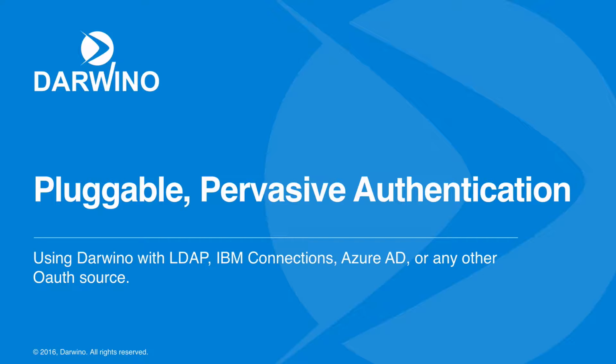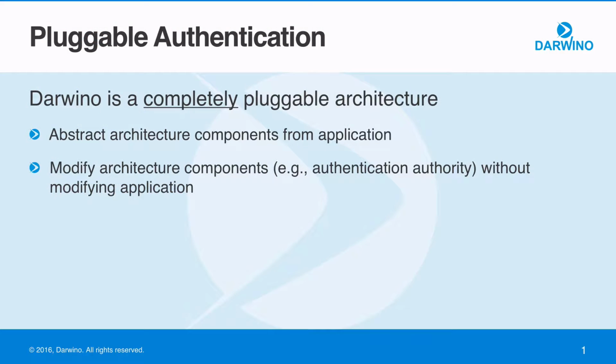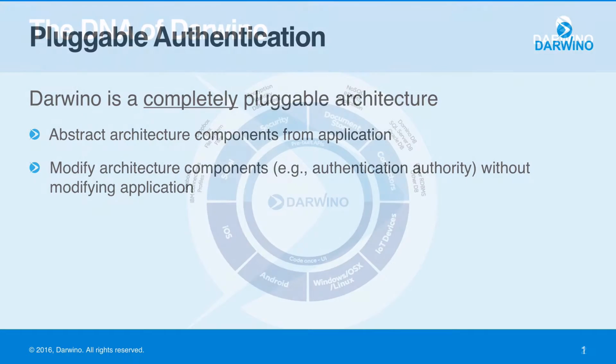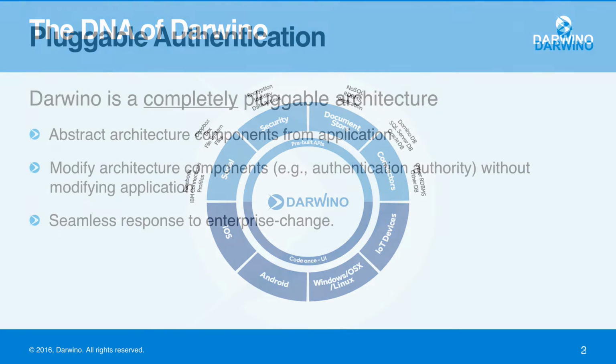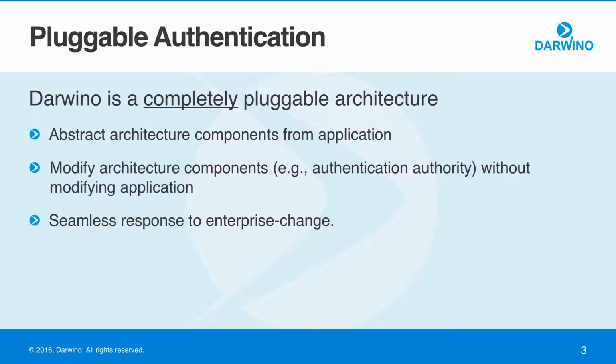Darwino is a completely pluggable application architecture. This allows Darwino applications to grow with your organization and its changing environment. As organizations continue to strengthen their security infrastructures, applications that previously may have utilized simple LDAP-based form authentication may need to evolve, perhaps into using OAuth services provided by a central authentication provider.